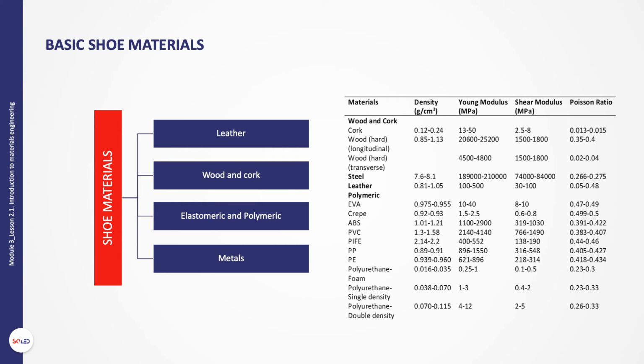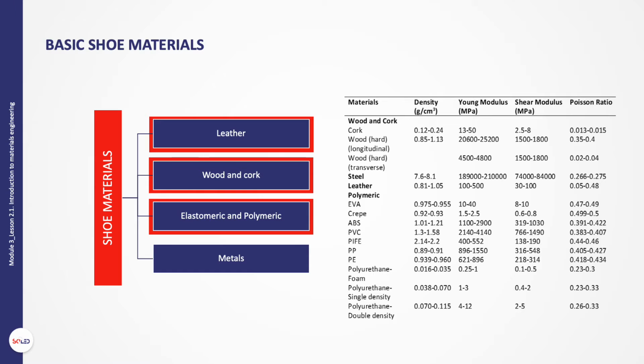Basic shoe materials. The basic materials used in footwear design and manufacture are leather, wood, cork, elastomers, polymers and metals. Leather is used on the outside of the upper part, in the lining system, as an insole, as an outsole and as well as in decorative elements. Some traditional footwear include wooden parts in sole and in the upper, but usually wood is limited to the shoe outsole and heel. Cork can be used as the main material for midsole or outsole.